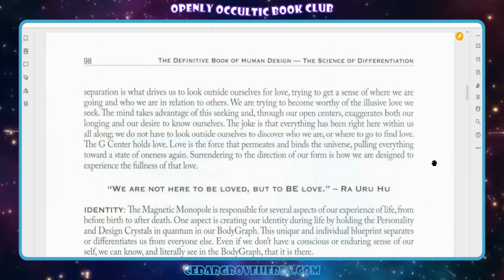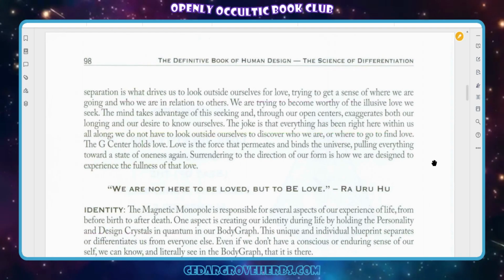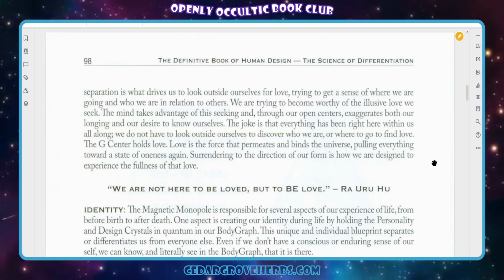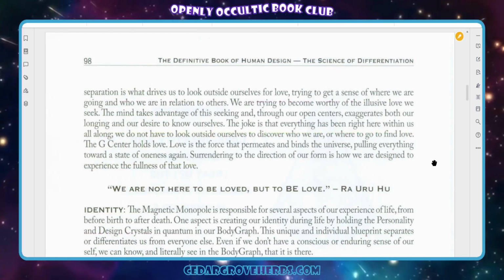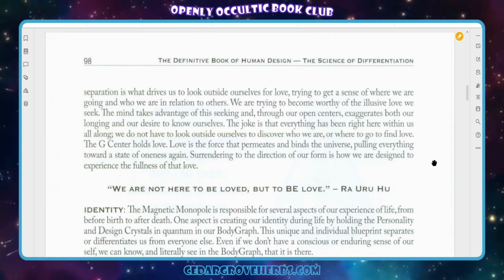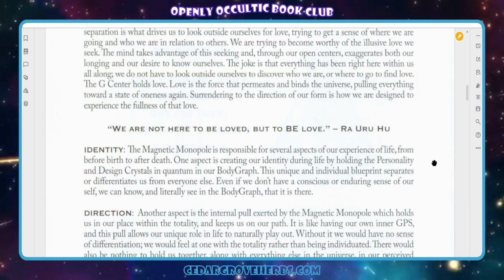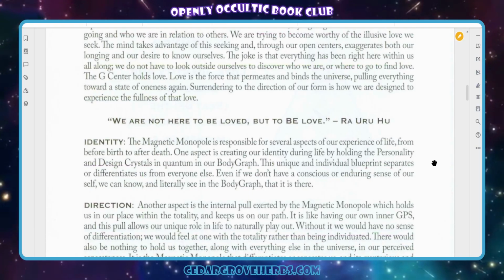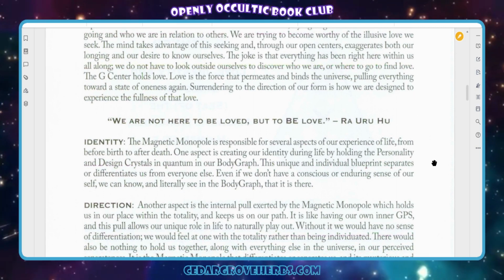We do not have to look outside ourselves to discover who we are or where to go to find love. The G Center holds love. Love is the force that permeates and binds the universe, pulling everything towards a state of oneness again. Surrendering to the direction of our form is how we're designed to experience the fullness of that love. We're not here to be loved, but to be love.